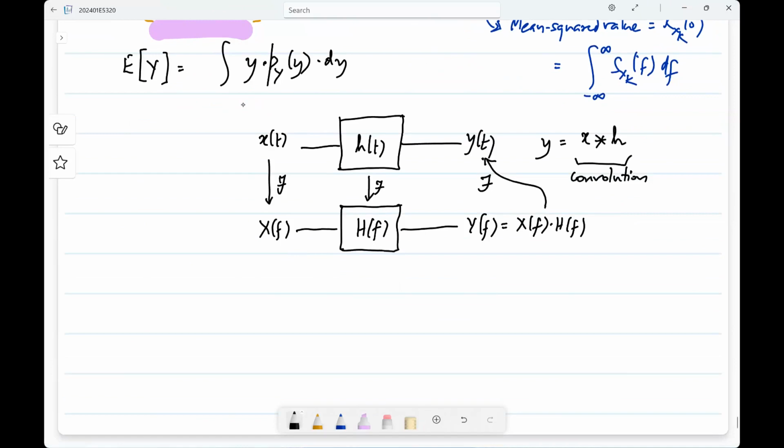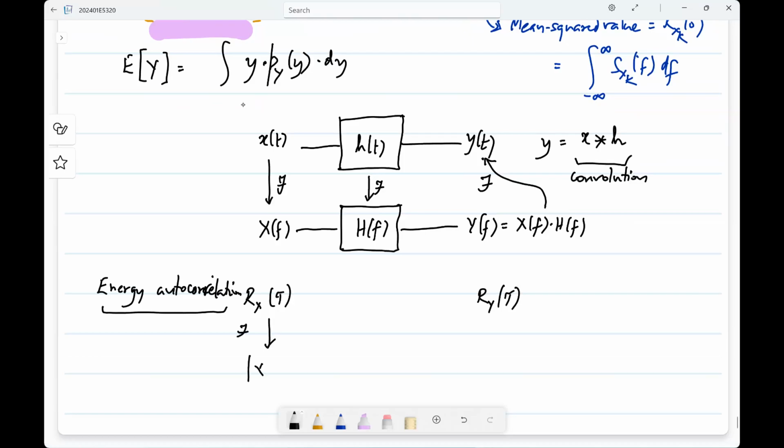So what is the relationship between the autocorrelation functions? Let's say we have Rx of tau and Ry of tau. What is the relationship between these two? What is the Fourier transform of Rx of tau? So let's say first we look at energy autocorrelation, because the relationship will be the same. This may be something you are familiar with. Let's say this is the energy autocorrelation. So what is the Fourier transform of this?